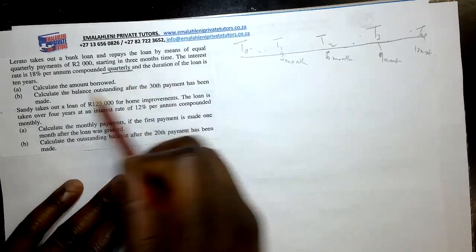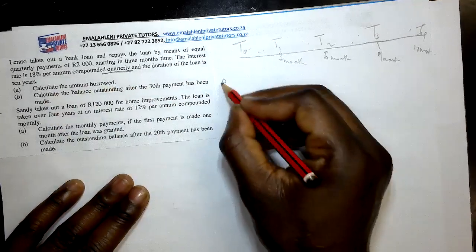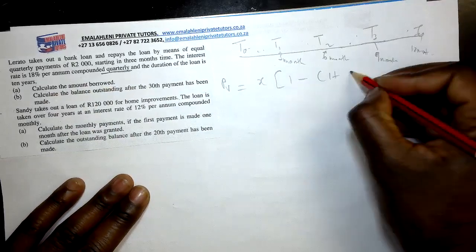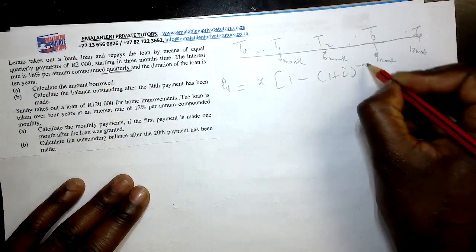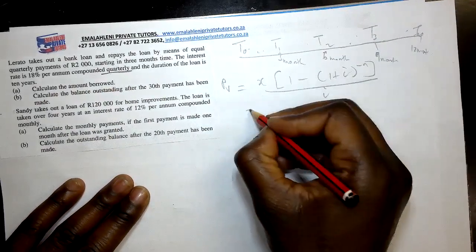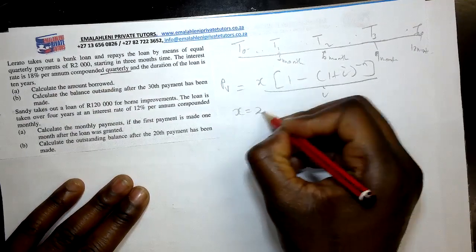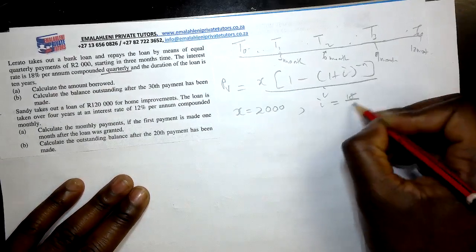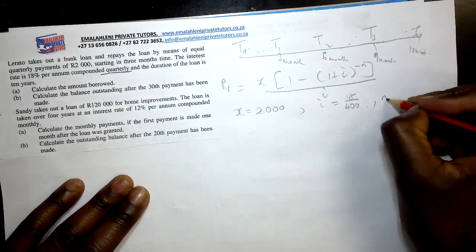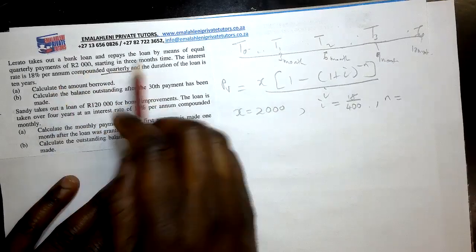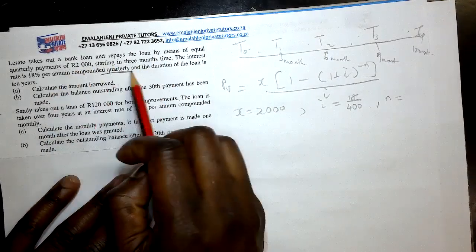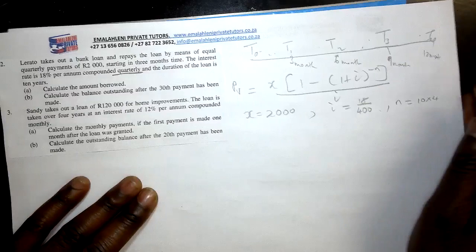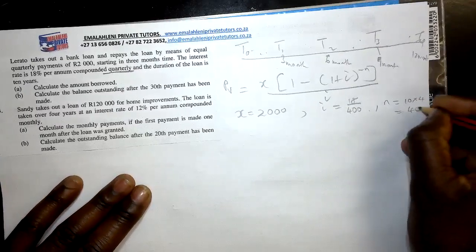Now we're saying here, amount borrowed, we are still looking for PV, which is X times 1 minus 1 plus I to the power of negative N, all over I. What is our X? Our X is 2,000. What is our I? Our I is 18 over 400 because we are saying quarterly. What is our N? Equal payments for 10 years. So it's going to be 10 times 4, which is equal to 40. So we've got 40 there.